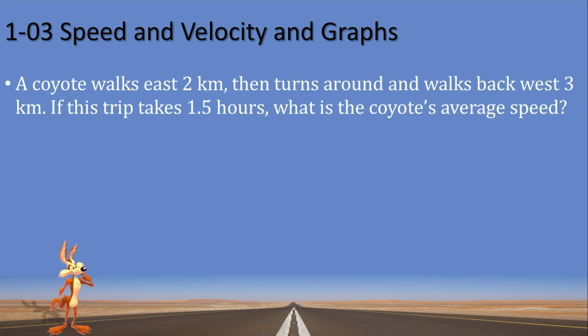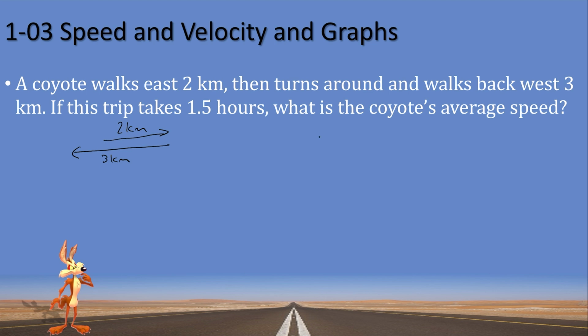A coyote walks east 2 kilometers, so it'll be that way. Then turns around and walks back west 3 kilometers. This trip takes 1.5 hours. What is the coyote's average speed?